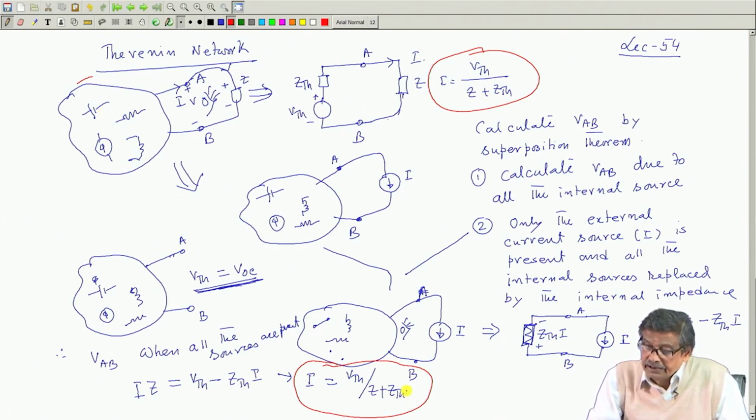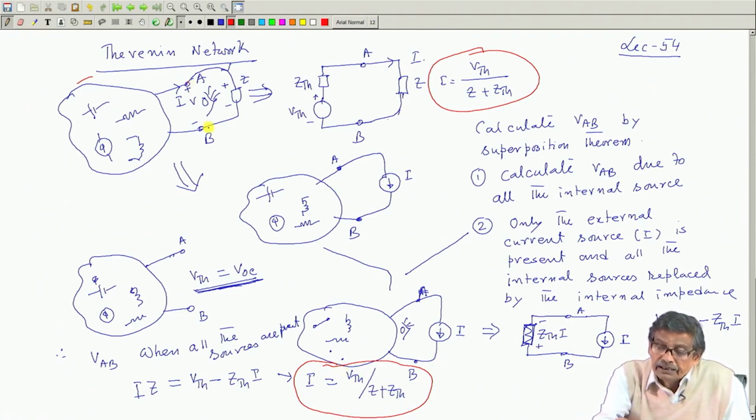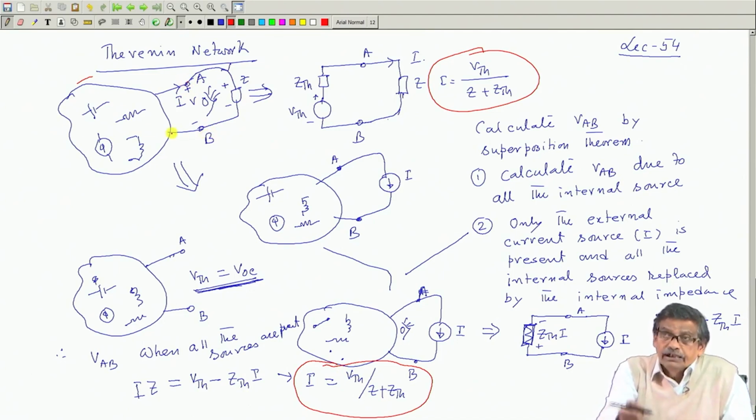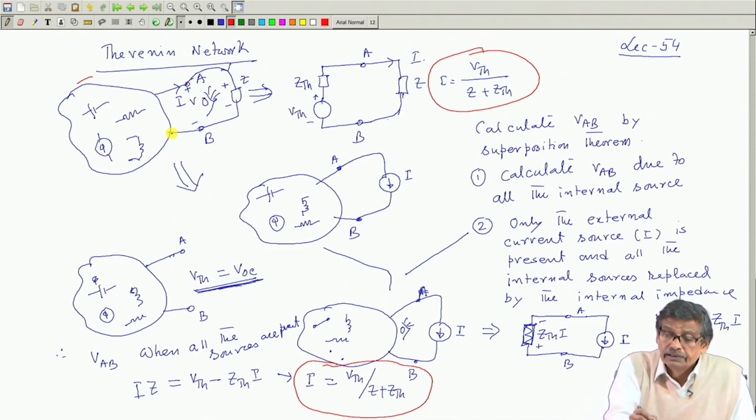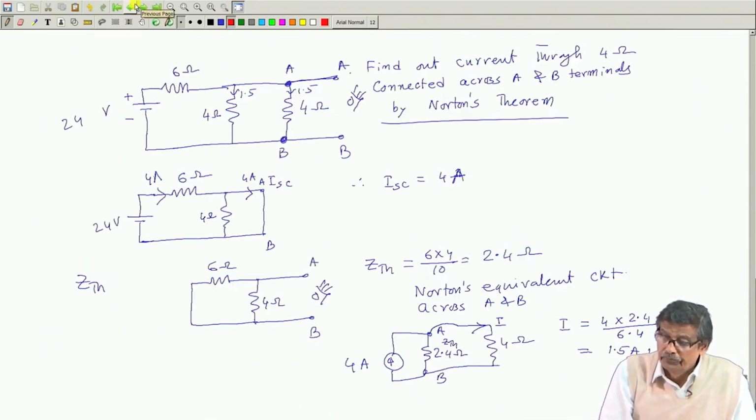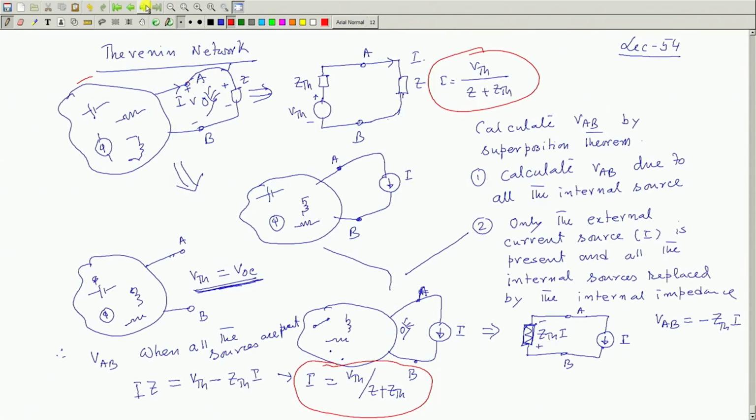Z Thevenin's I will get and I will try to find out V Thevenin's by calculating, with nothing connected across AB, open circuit voltage because of all the internal sources. For that, of course, I have to solve the network. When all sources are present, I know how to calculate V AB, and that I call V Thevenin's, and you will get that. So, a simple example. So, we took a previous example 6.44.